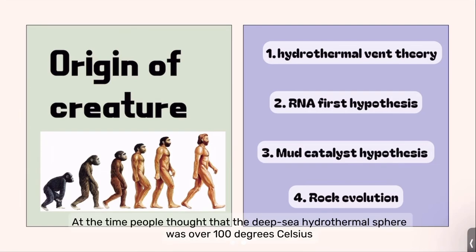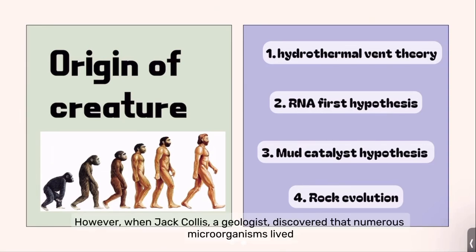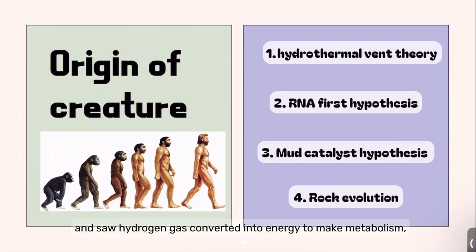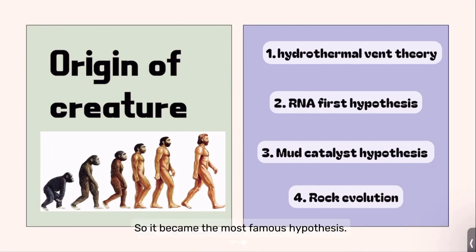At the time, people thought that the deep sea hydrothermal sphere was over 100 degrees Celsius and full of iron sulfide and hydrogen sulfide, so that living things could not live. However, when Jack Corliss, a geologist, discovered that numerous microorganisms lived there and saw hydrogen gas converted into energy to make metabolism, he thought it was a good place for the first living things to obtain energy safely. So it became the most famous hypothesis.